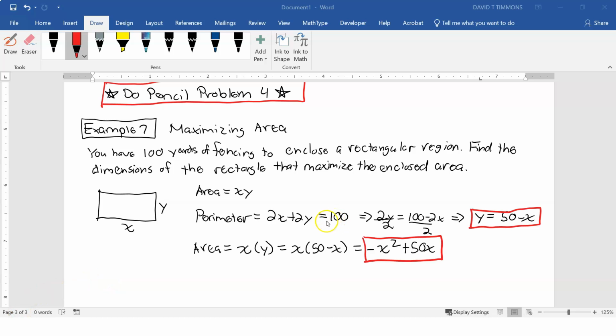The information we get from the problem is that we only have 100 yards of fencing to put on the perimeter. So if I set our perimeter formula equal to 100 and then solve for y, eventually I'll get this expression, y equals 50 minus x. Just as we saw in the previous problem, I need our area function to be in one variable. So where I see y, I'm going to substitute 50 minus x. And this is the quadratic function that we want to maximize.